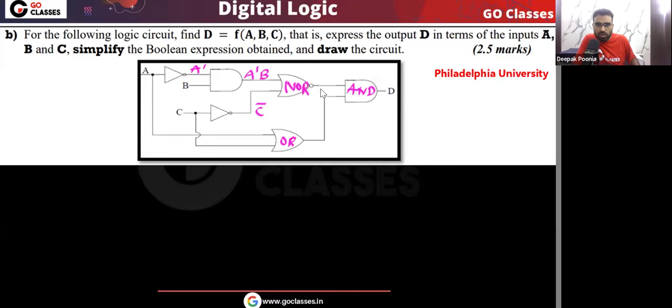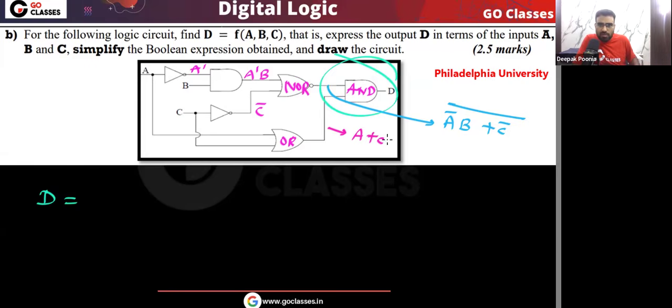So what is the output of this NOR gate? Let me write it. This will be (A bar B or C bar) whole bar. Very simple, because NOR means negation of OR, so first you do OR, then you do negation. Now for this other gate, one input is C and another input is A, so this is A or C. Finally, D is the AND of this and this. So D is (A or C) and (A bar B or C bar) whole bar.